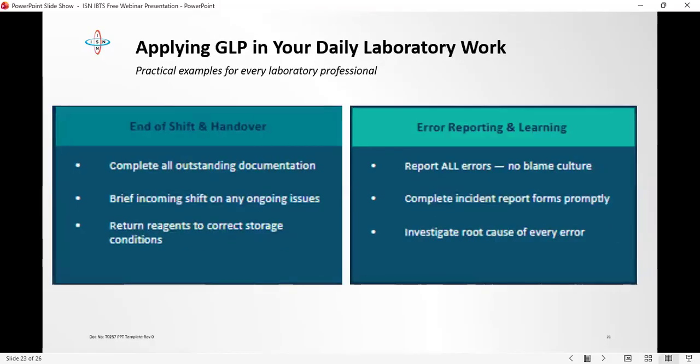I've spoken about most of this. Do you do even shift handover? Do you have handover books in your laboratory? You must not finish all the work that comes on your shift, but make sure that you will not leave a lot of work for the next person coming.